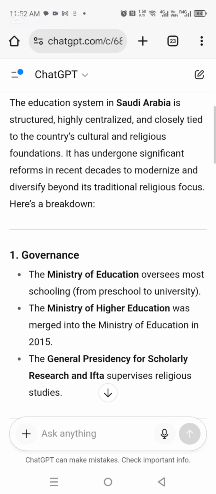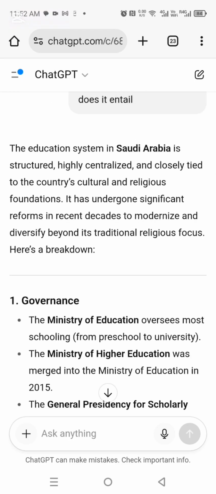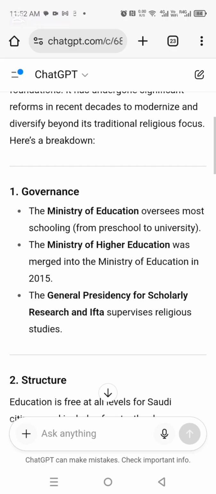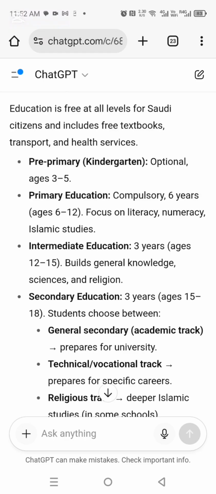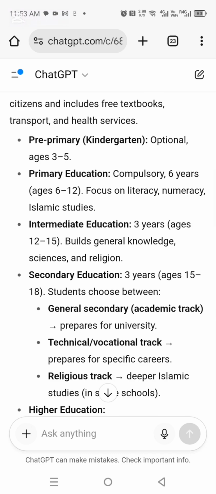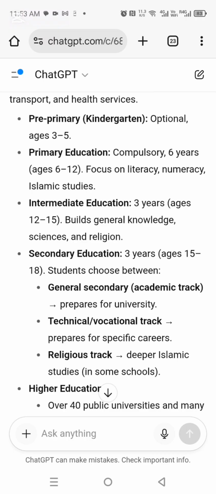First of all, we're going to see the different structures of Saudi education and the governance. When it comes to the structure, which I found very interesting, there's pre-primary, which is ages 3 to 5 and optional. I don't think we have that in our country. There's compulsory 6 years, which focuses on literacy, numeracy, and Islamic studies. Again, Kingdom of Saudi (KSA) is a very Islamic state. It also holds top when it comes to Islamic tourism, which is great. They're in tune with their culture, which is amazing.